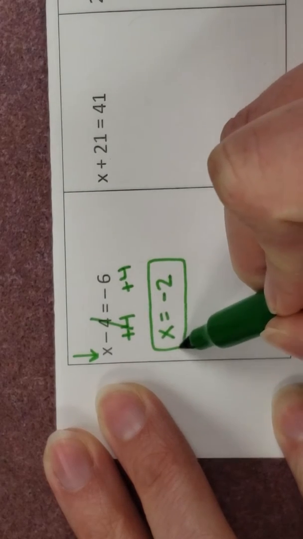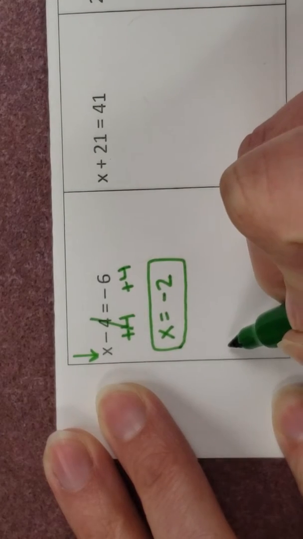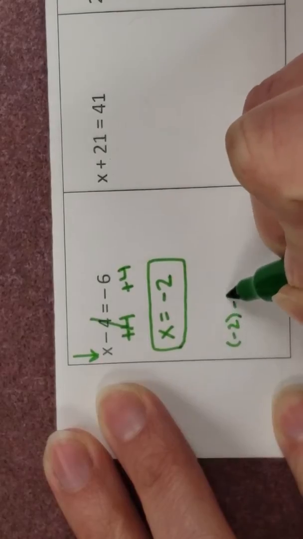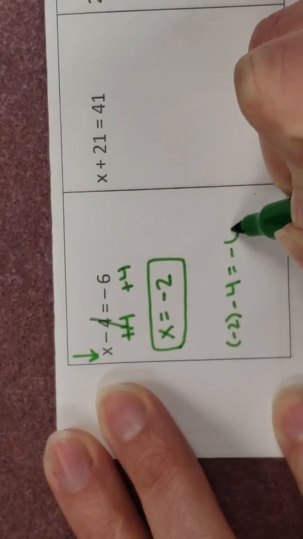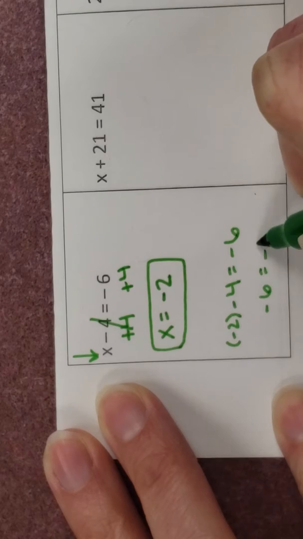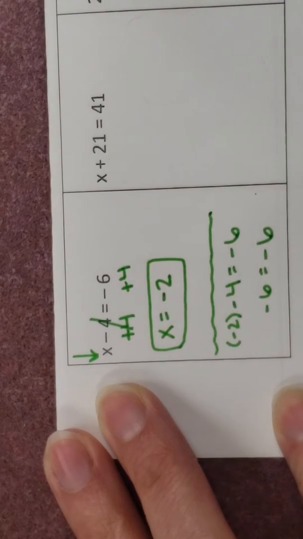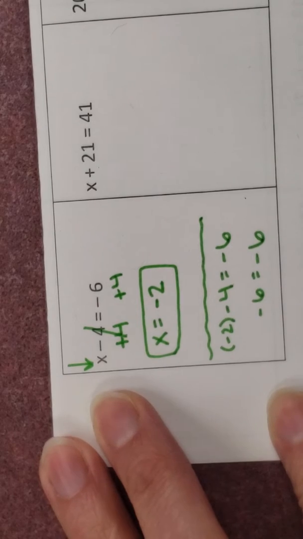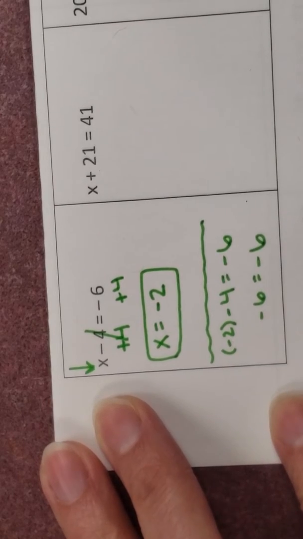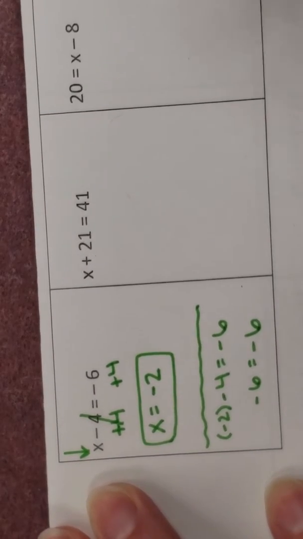And we can prove that by going back: negative 2 minus 4 is in fact negative 6, like so. Now you don't need to do this bottom step, but I'm trying to show my work so that you understand how you can go back and check your work. Okay, let's go to the next.